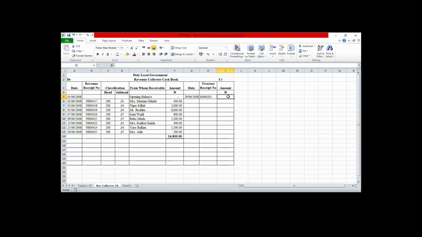Do you understand what I'm saying? 14,300, simply because the total amount collected as at the 29th was 14,300. The other 500 was collected after the date of that remittance. Is that clear?